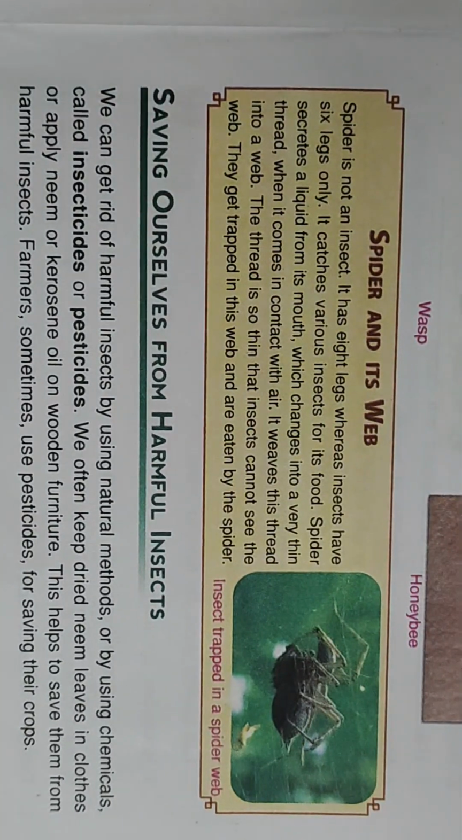Spider and its web. Spider is not an insect. It has 8 legs, whereas insects have 6 legs only. It catches various insects for its food. Spider secretes a liquid from its mouth which changes into a very thin thread. When it comes in contact with air, it weaves this thread into a web. The thread is so thin that insects cannot see the web. They get trapped in this web and are eaten by the spider.